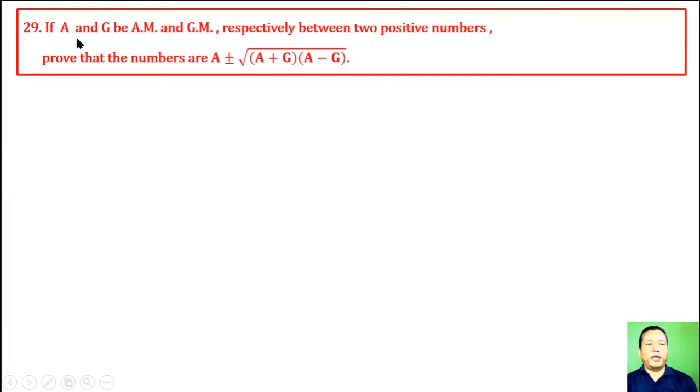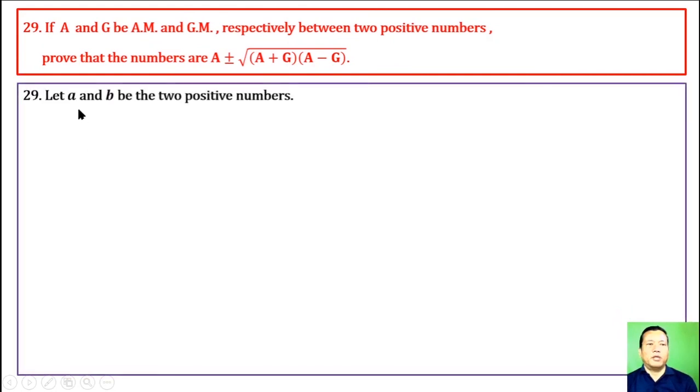Question 29. If capital A and capital G be AM and GM respectively between two positive numbers, prove that the numbers are A plus minus root over A plus G times of A minus G. Let small a and small b be the two positive numbers. Then capital A equal to small a plus small b by 2 and capital G equal to square root of product ab. Therefore, a plus b is twice A, which is equation 1. Squaring on both sides, we get product ab equal to G square.